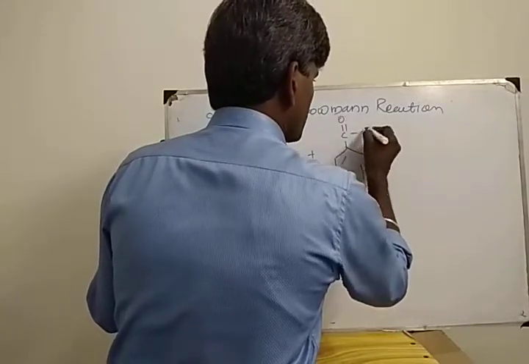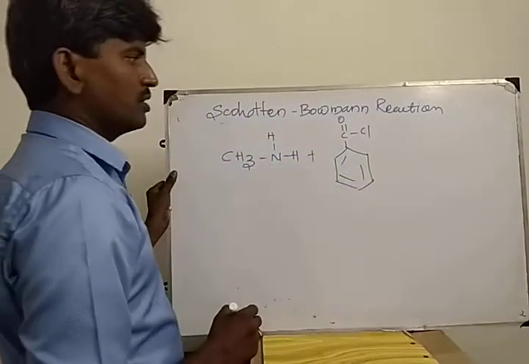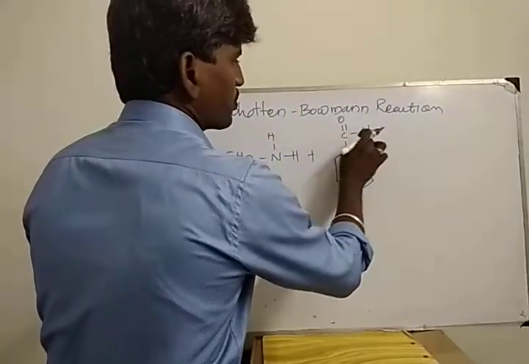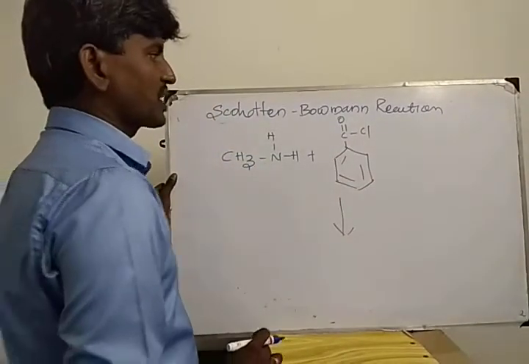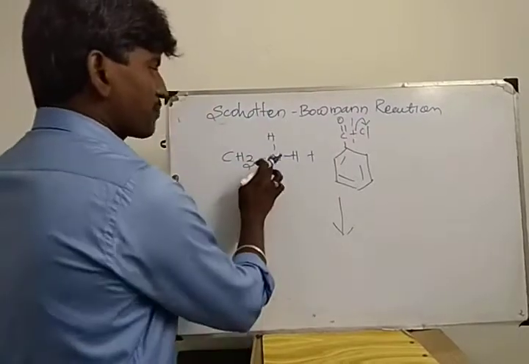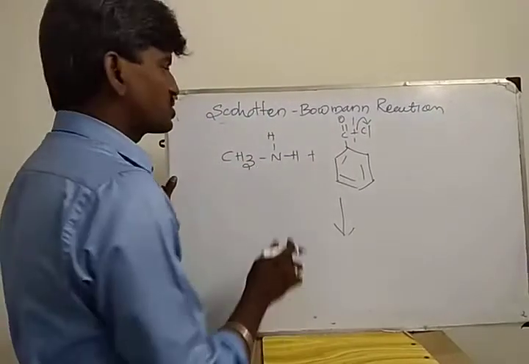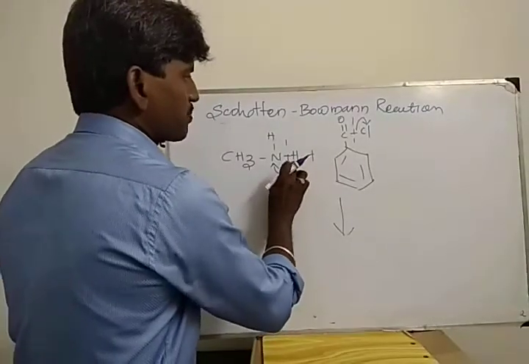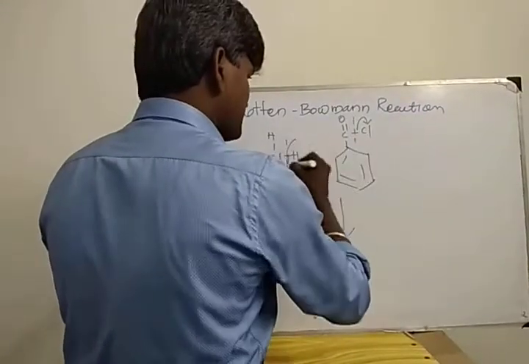C double bond O, Cl. What's the name of this compound? Benzoyl chloride. Okay, what will happen? Compare carbonyl carbon and chlorine. Which one is more electronegative? Chlorine. So chlorine takes one pair of electrons, and the bond breaks. Compare nitrogen and hydrogen. Which one is more electronegative? Nitrogen. Here also the bond breaks. H plus and Cl minus, HCl is removed.